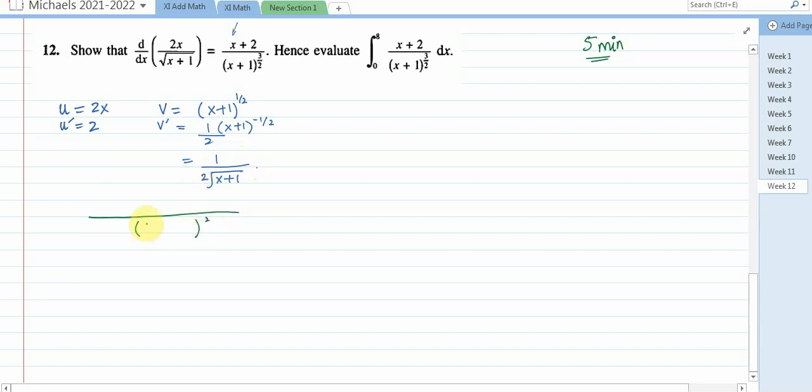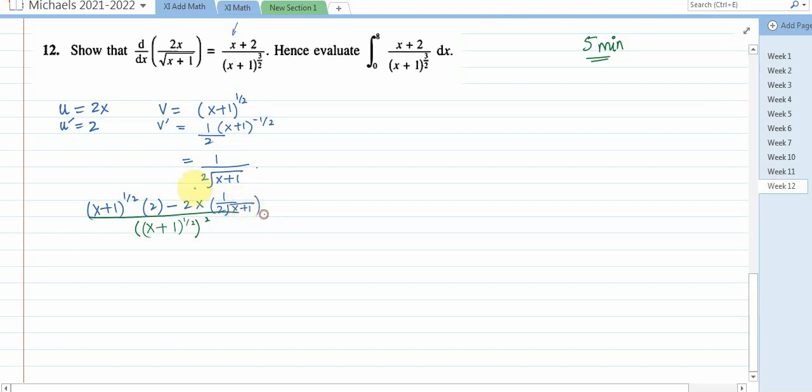V is (x plus 1) to the power 1 divided by 2. Alright, in the numerator it's V, that is (x plus 1) to the power 1 upon 2. Derivative of u is 2, minus u is 2x. Derivative of V is 1 divided by 2 under root x plus 1.